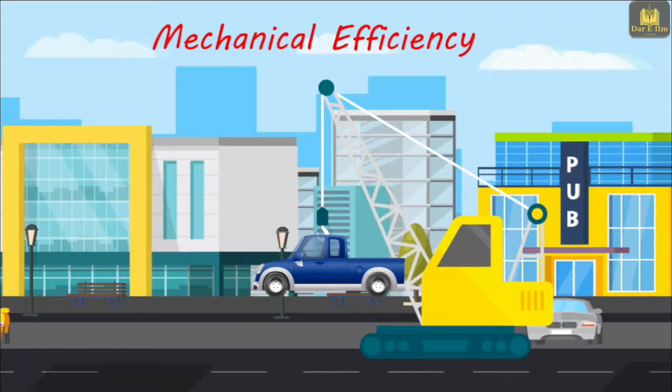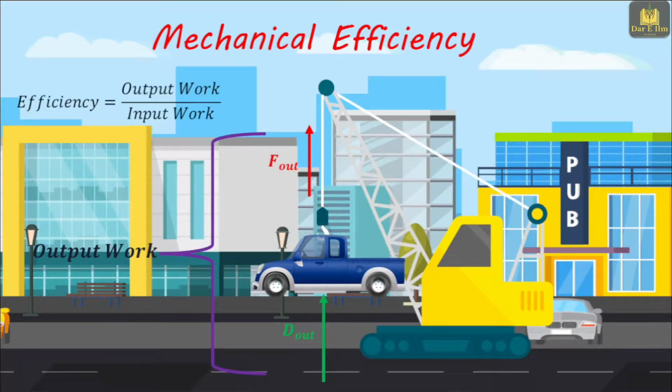The crane applied force in an upward direction to lift the car. That force we say output force. Due to this force, the car displaces through some height, which we say is output displacement. So we can say that machine, which is a crane, has done output work. So by calculating the ratio of both input energy or work and output work, we can find the efficiency of the machine by the given equation.